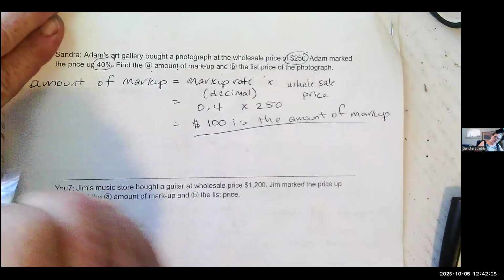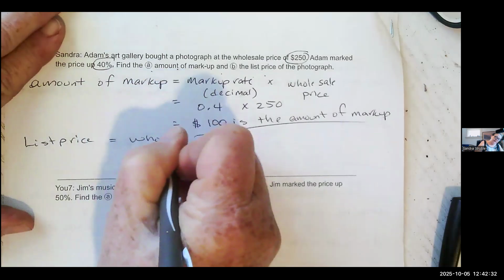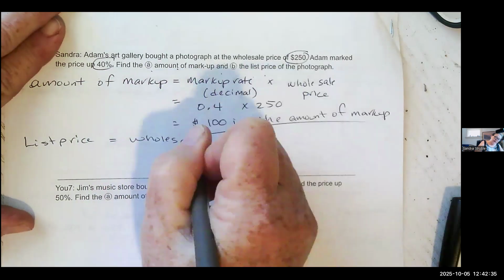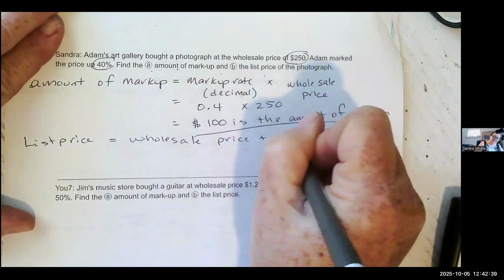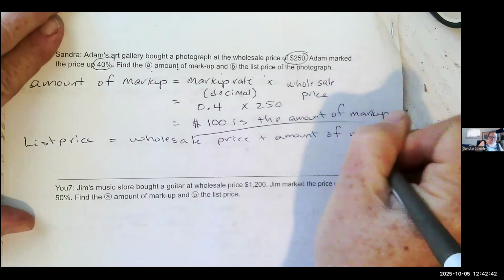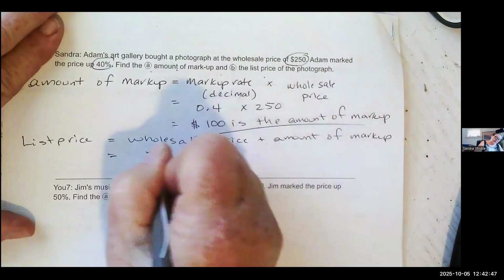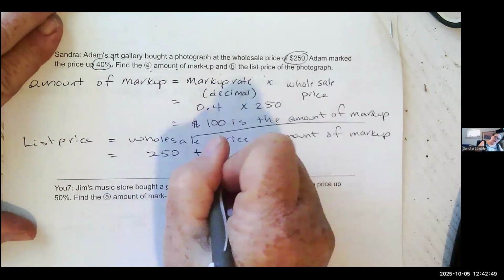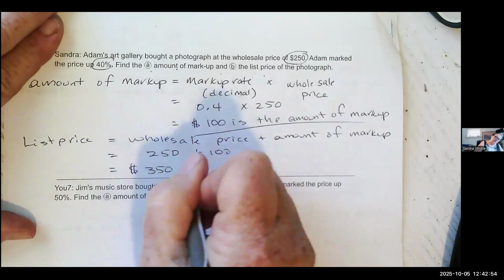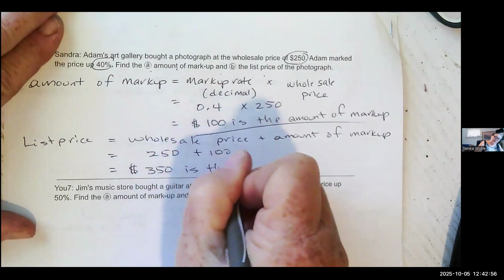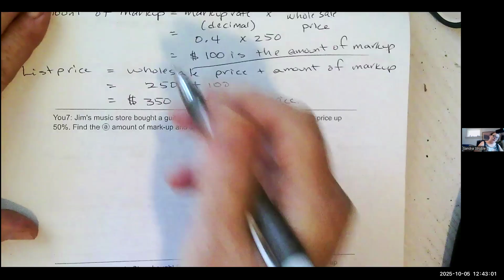Now we need to find the list price. The list price is just the wholesale price, what Adam paid for it, plus the amount of markup. The wholesale price was $250 and his amount of markup is $100. Don't forget your dollar sign. So $350 is the list price. And that's your answer for that one.